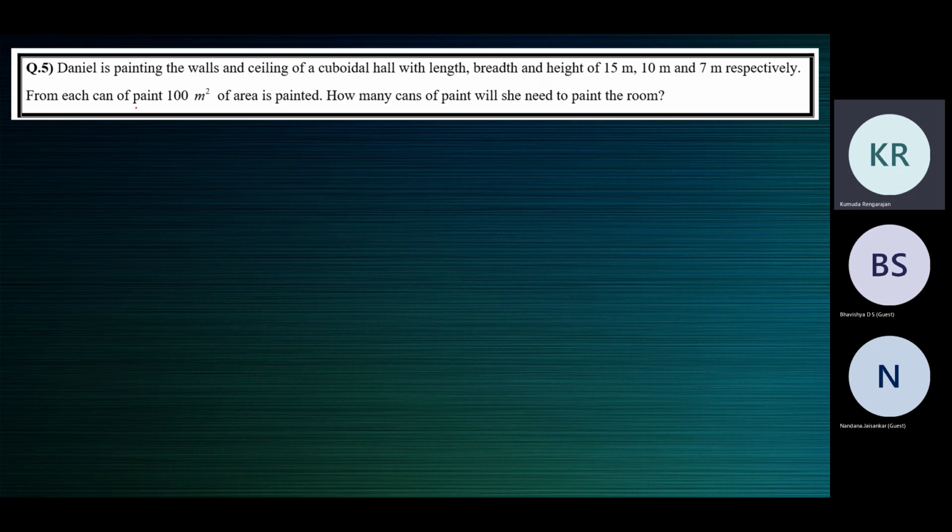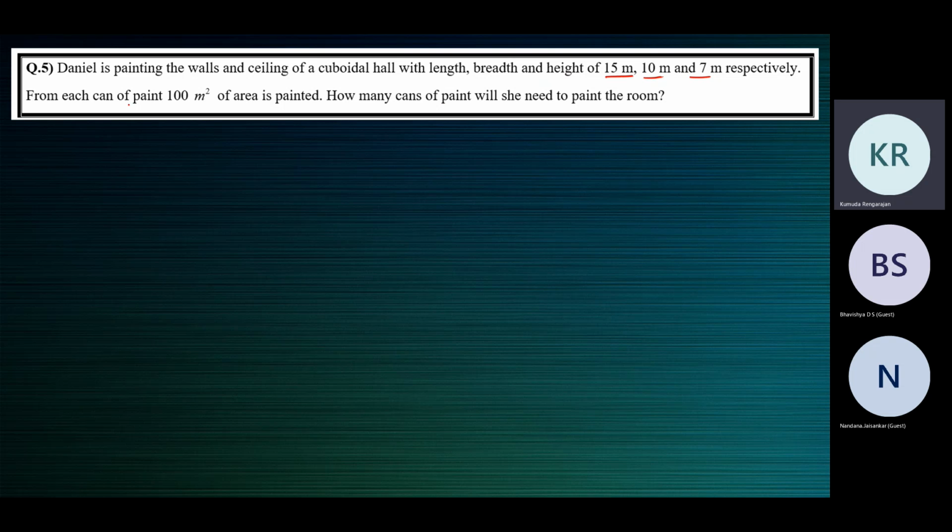From each can of paint. So where all is Daniel painting? He's painting the walls, that is the 4 walls, and the ceiling. Of course, the floor is not painted. The floor is tiled. So he's painting the 4 walls and the ceiling. And the dimensions are given. L, B, H is given to you.